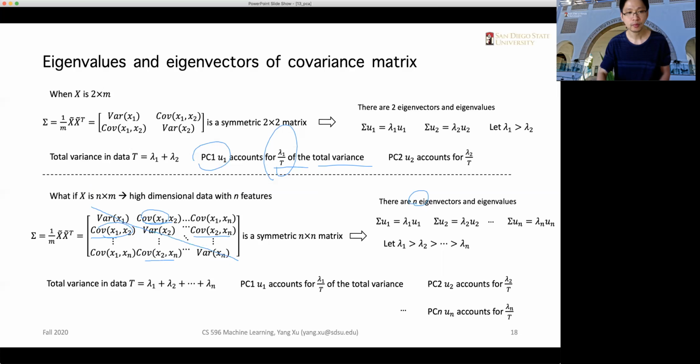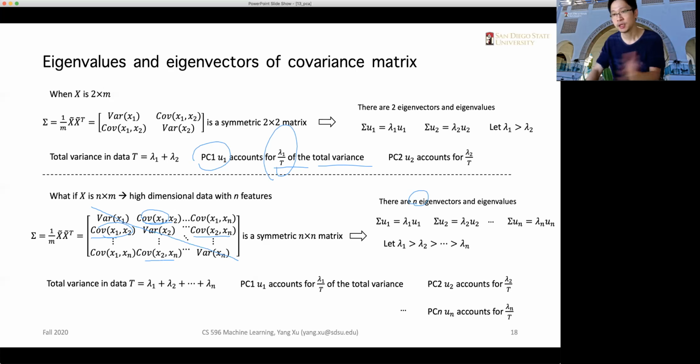So in this case, we will find that not all the principal components are equally important, because only the first few principal components account for the majority of the variance. And for the later parts, say if you have 100 principal components, maybe the remaining 90 principal components only account for maybe 1% or 2% of the total variance. And that means they are not useful in describing the data.